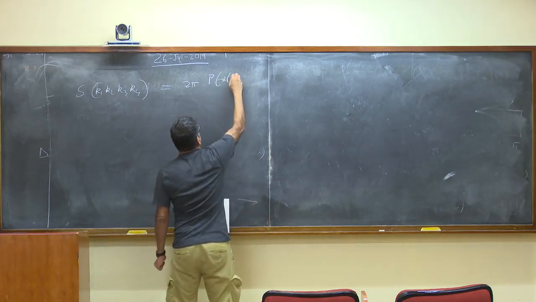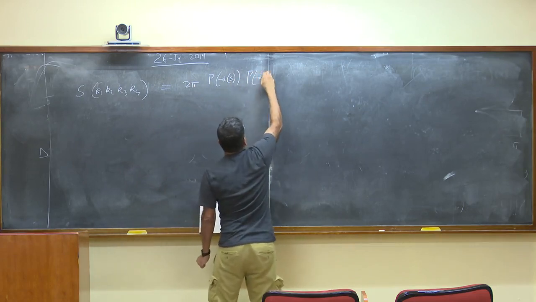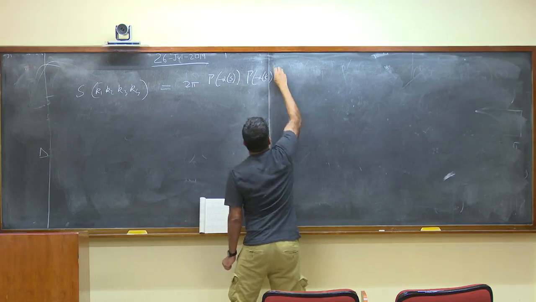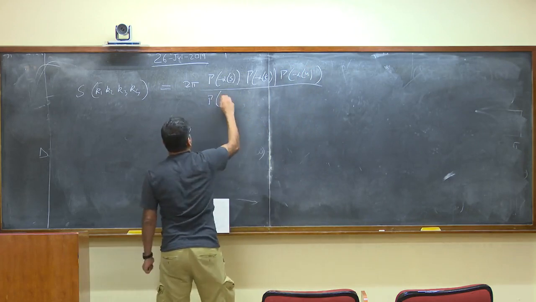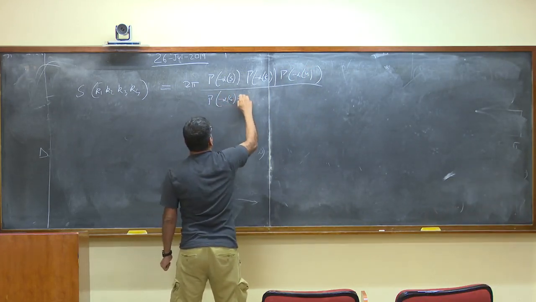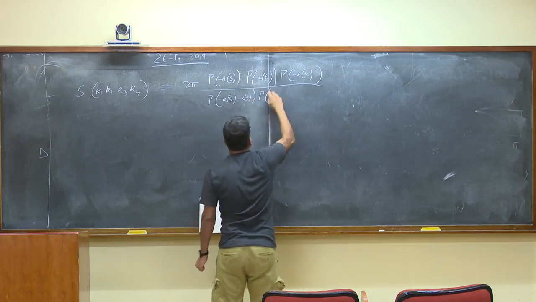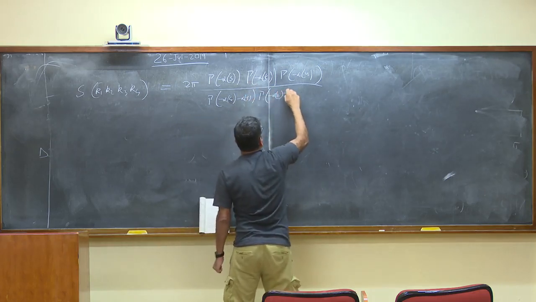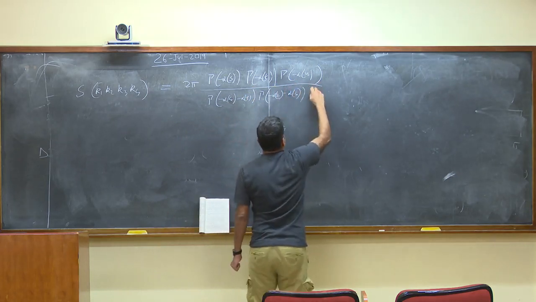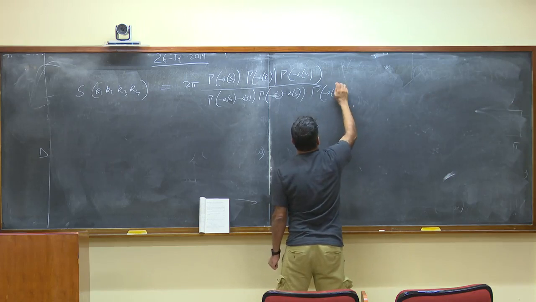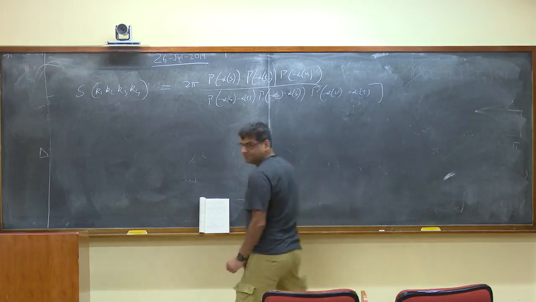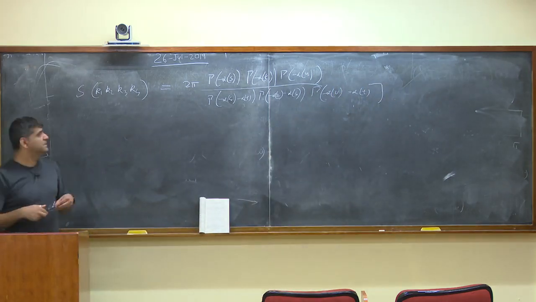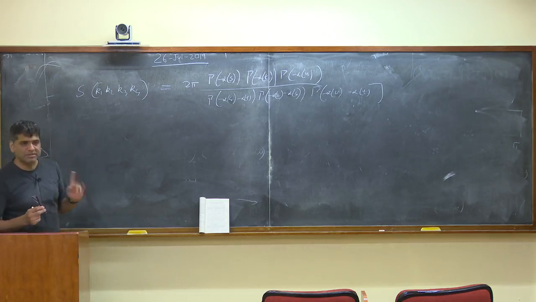gamma of minus alpha of S, gamma of minus alpha of T, gamma of minus alpha of U divided by gamma of minus alpha of S minus alpha of T, gamma of minus alpha of U minus alpha of S, gamma of minus alpha of U minus alpha of T. Okay, this answer is correct up to some overall constants, which we will come to, and which will be part of the point of this class if we reach there.